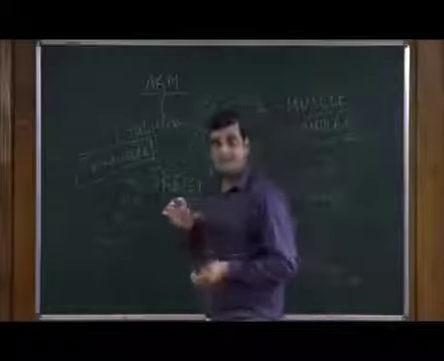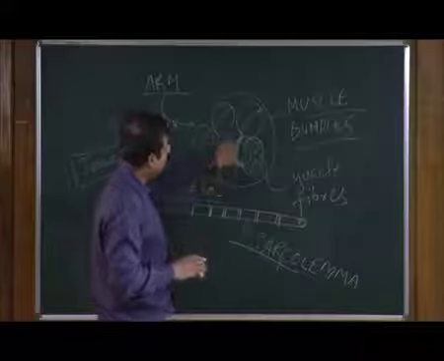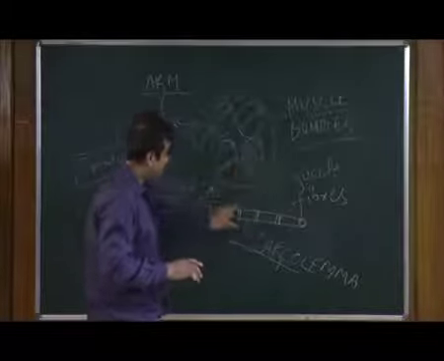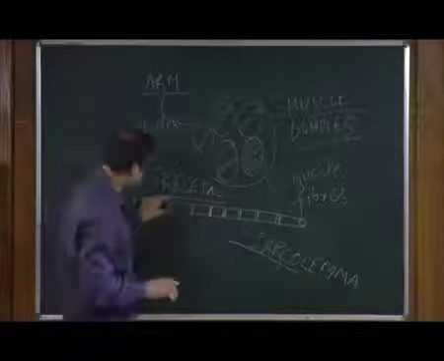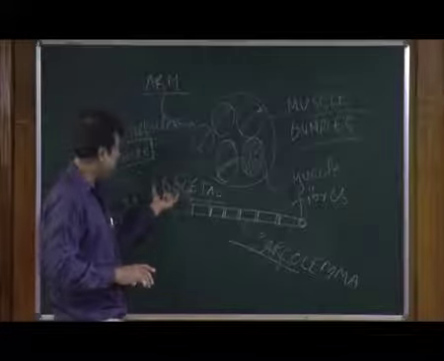So, this is in a nutshell the complete structure of the muscle fiber and muscle bundle, and then we have the sarcolemma, which is the outer covering, and these have a striation because we are talking about skeletal muscle.